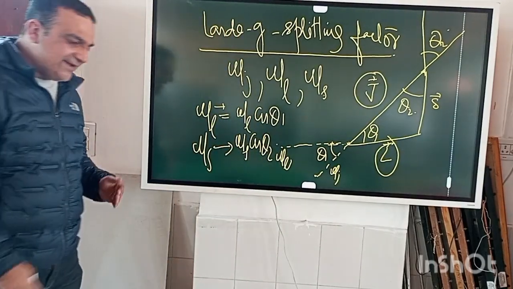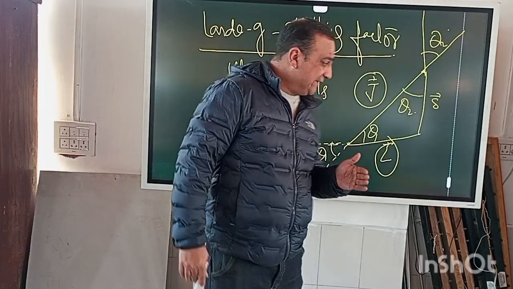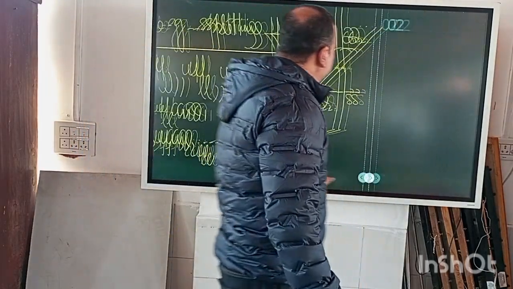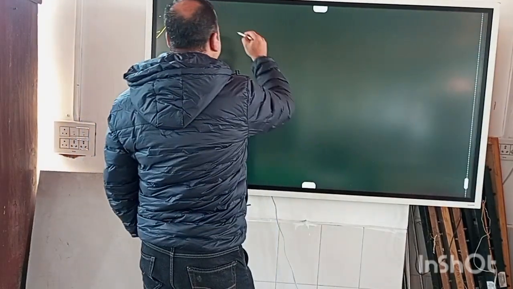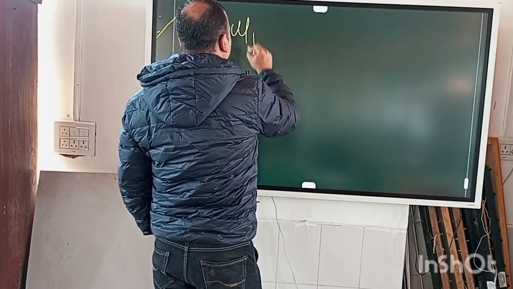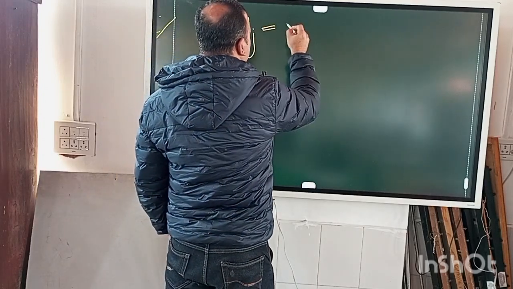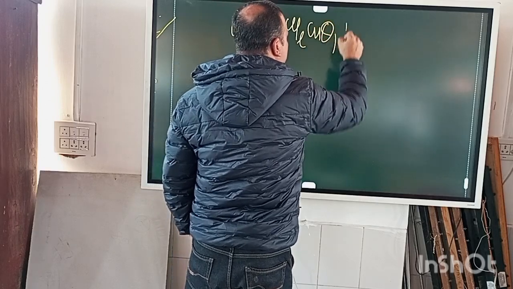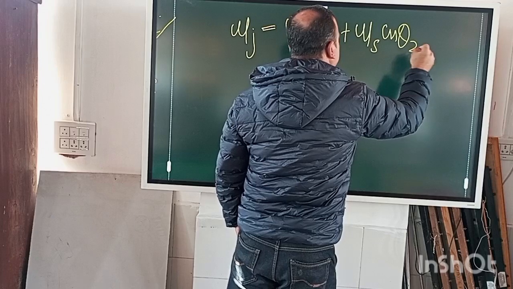Now, if I write down the magnitude of the total magnetic moment in the given case, what we have is the total magnetic moment mu J, and this is equal to mu L cosine theta 1 plus mu S cosine theta 2.